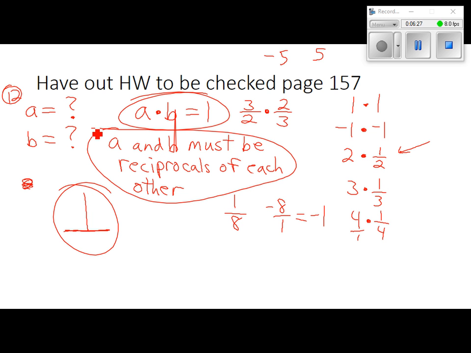Number 16. Relationship between the volume of a prism and a pyramid with the same base and equal heights.